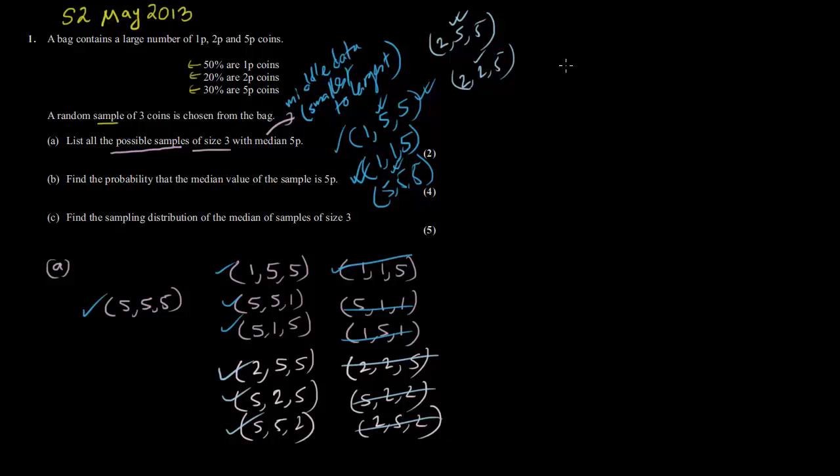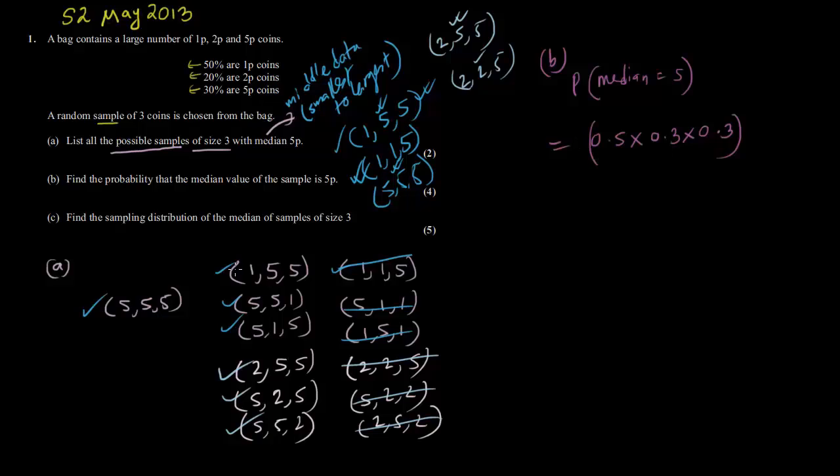Question number B is this one. Find the probability that the median value of the sample is 5. Let's find the probability. So probability of median equal to 5 is these three: 1, 5, 5; 5, 5, 1; 5, 1, 5. When you arrange it from the smallest to largest, they have a median of 5. So the probability of 1, we have 50%, so 0.5 multiplied by the probability of 5, which is 30%, multiplied by 0.3. Again, the probability of 5 is 30%.